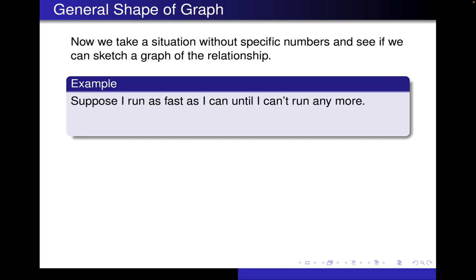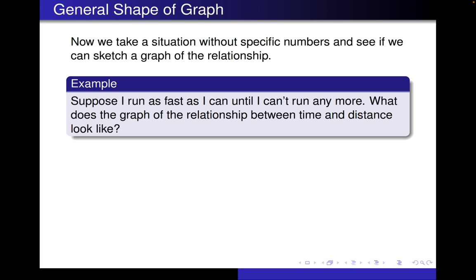So here's the example we're going to look at. Suppose I'm in a situation where I start at a dead stop, I run as fast as I can until I can't run anymore. What does the graph of the relationship between time and distance look like in this particular example? Well, let's see. We have to use a little bit of imagination of what happens when I'm running.